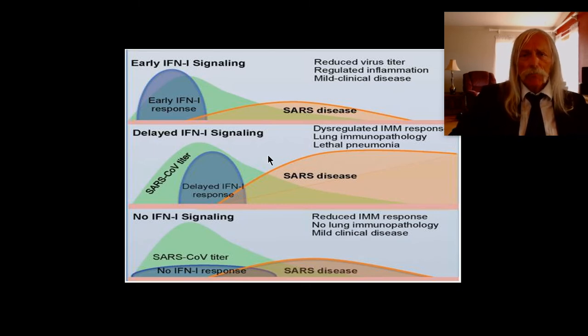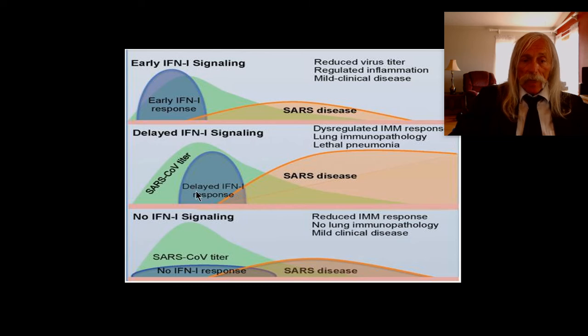So here, I showed you this many times way back in January. We first talked about coronavirus way before it became a pandemic, and I was talking about that very paper we just looked at. But early interferon class 1 signaling, the SARS disease, you're following it here. You get reduced viral titer. You get a regulated inflammatory response. You get a mild clinical disease.